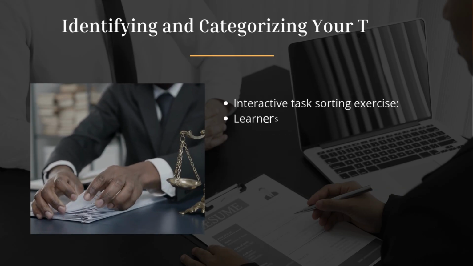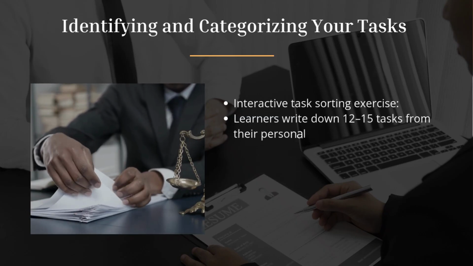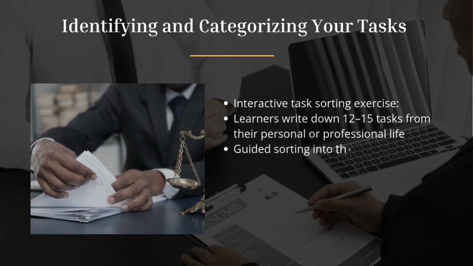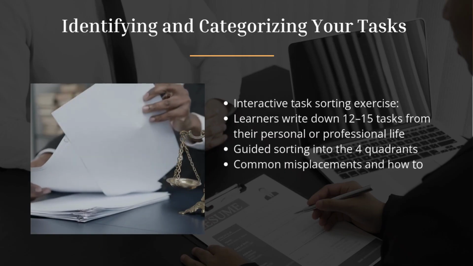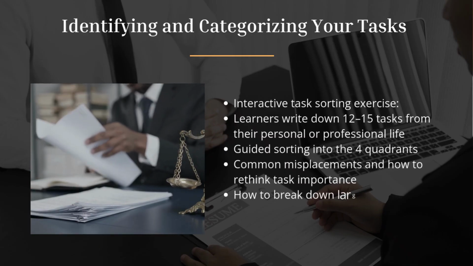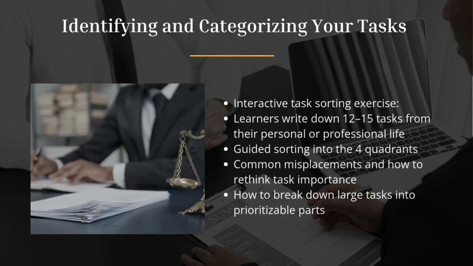Identifying and categorizing your tasks. Interactive task sorting exercise: learners write down 12 to 15 tasks from their personal or professional life. Guided sorting into the 4 quadrants. Common misplacements and how to rethink task importance. How to break down large tasks into prioritizable parts.